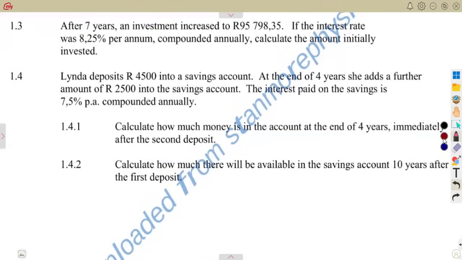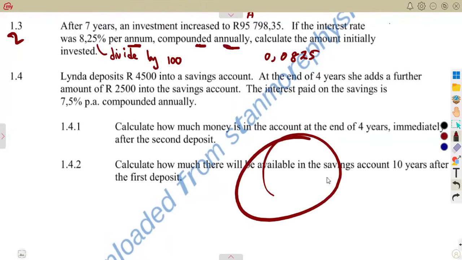We are given here, I think that was the one I was talking about, of the compound interest. After 7 years, an investment increased to the amount given, if the interest rate was 8.25% per annum, compounded annually. If it is compounded annually, there is no effect on this interest. You convert the interest: remember, you divide by 100. So it was going to be 0.0825. Then you divide by the compounding period.